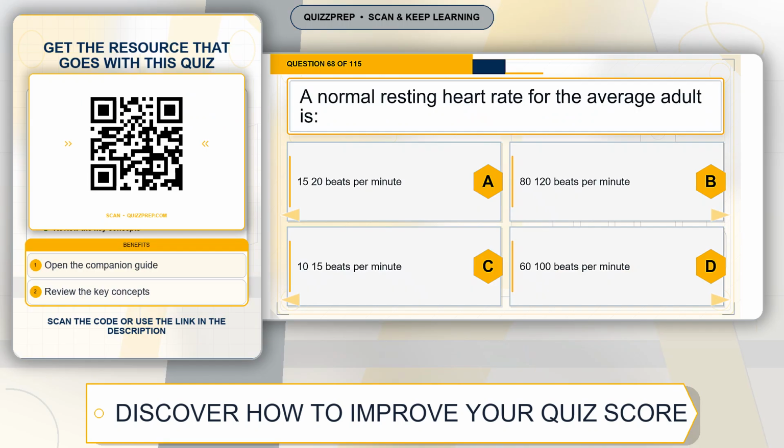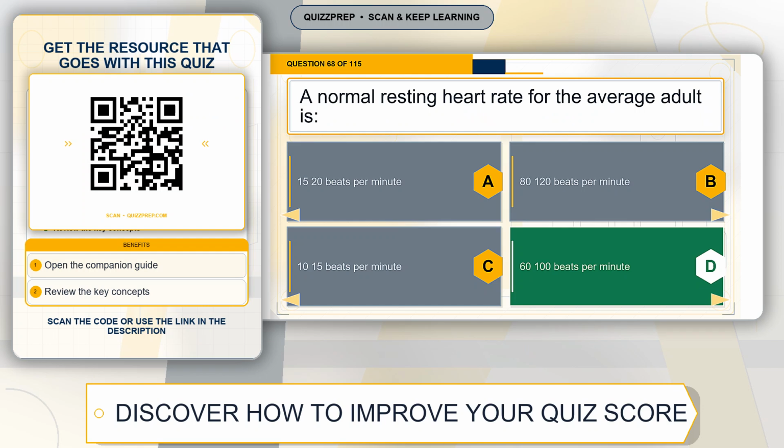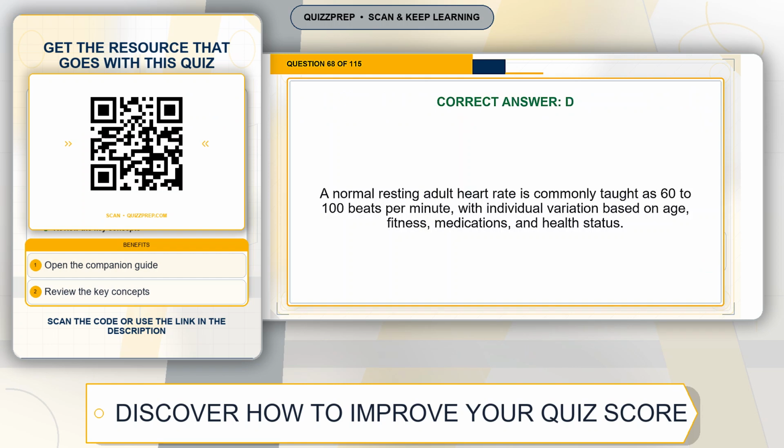Question 68. A normal resting heart rate for the average adult is: Option A, 15-20 beats per minute. Option B, 80-120 beats per minute. Option C, 10-15 beats per minute. Option D, 60-100 beats per minute. The correct answer is option D, 60-100 beats per minute. Explanation. A normal resting adult heart rate is commonly taught as 60 to 100 beats per minute, with individual variation based on age, fitness, medications, and health status.